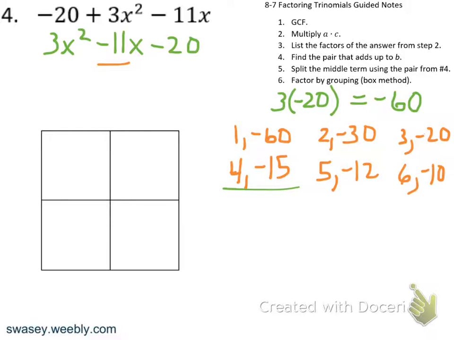So this is it. So we'll split our middle. So we'll have 3x squared plus 4x minus 15x minus 20. Actually, I think it'll work a little bit nicer with our box and everything if we put the negative first. So let's put negative 15x plus 4x. All right, fill in your box.